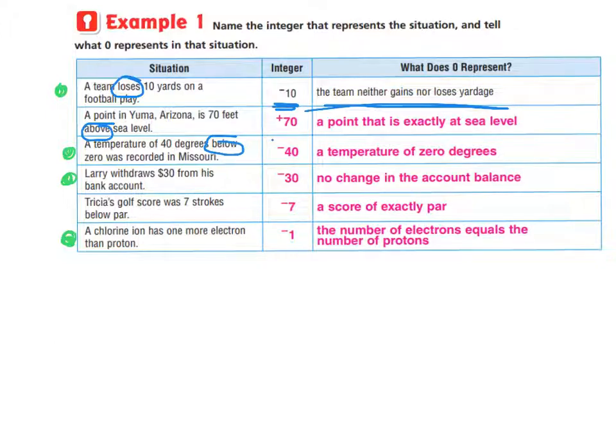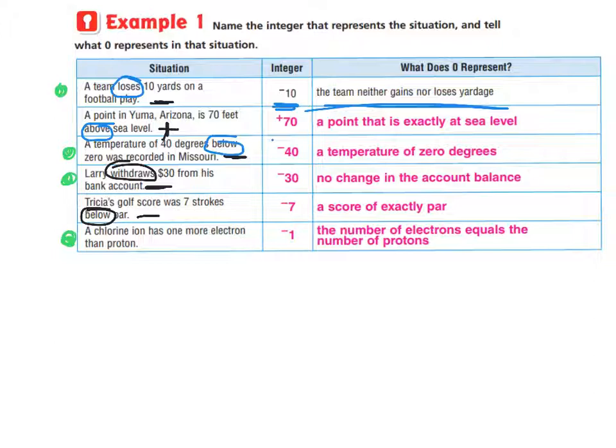Now, Larry withdraws $30 from his bank account. Withdraw is a negative, it's a subtraction, okay? This was a negative, this one was positive, that one was negative. And 0 would be if there was no change in the account balance. Trisha's golf score was 7 strokes below par, so it would be negative 7, a score of exactly par.